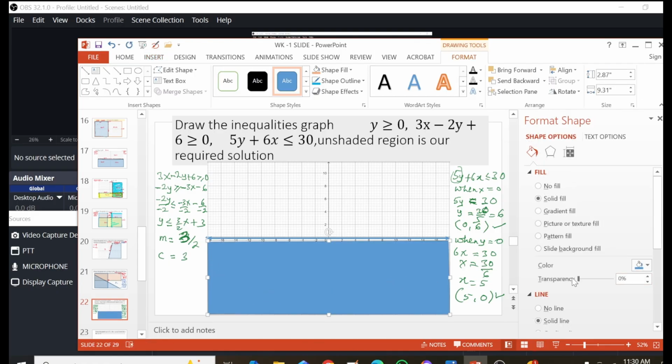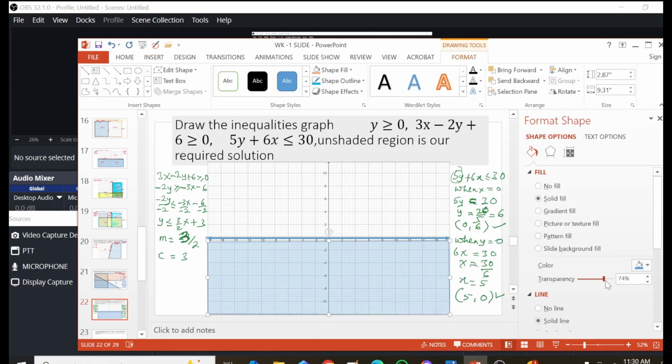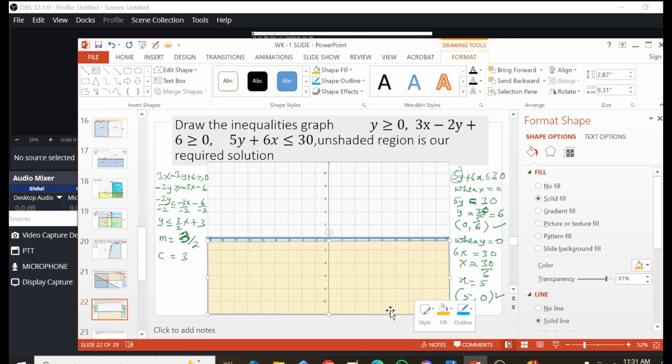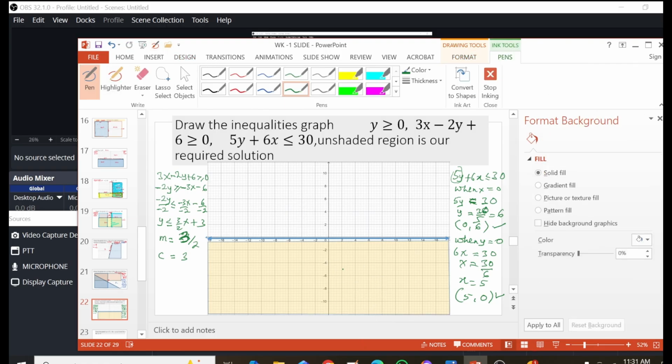So this part, we don't need it. You can use a beautiful color for that. We don't need this part, because it is the part that is less than. We don't need the part that is less than. This part is Y less than or equal to 0. So we need the part that is greater than.